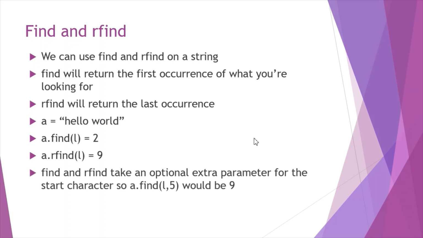Find and rfind take an optional extra parameter for the start character, so a.find L 5 would be 9 because it will skip over these, because it will start at this space here. 0, 1, 2, 3, 4, 5. As you can see, the space also counts.